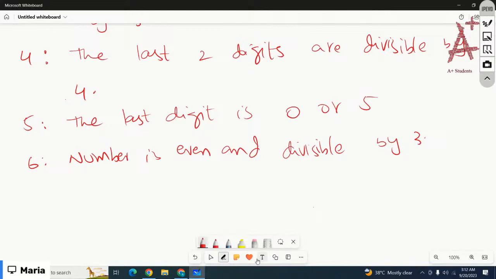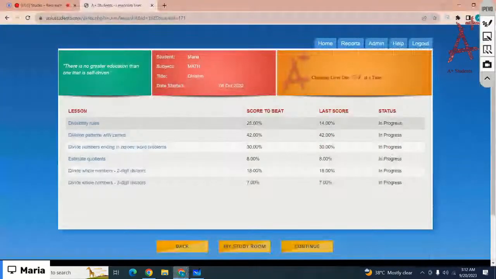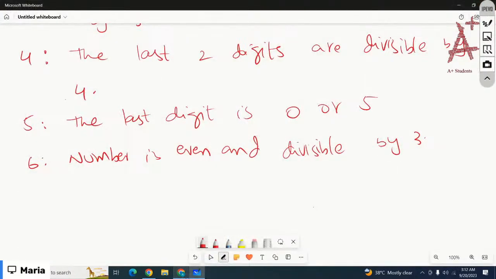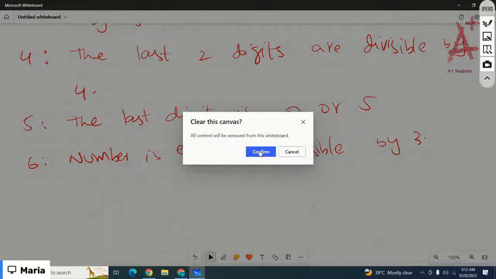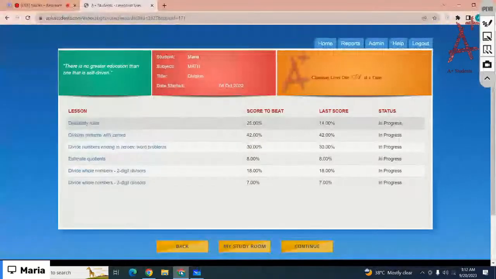Okay, the next lesson in the chapter division is division patterns with zero, right? How do we divide numbers when you have to divide them by zero, right? So let's just start with some examples. Let me just write down the division patterns with zero.